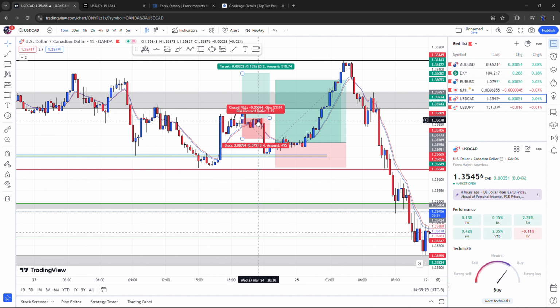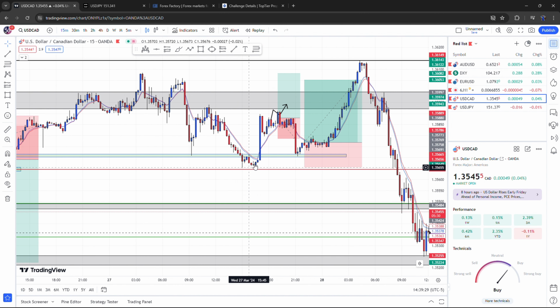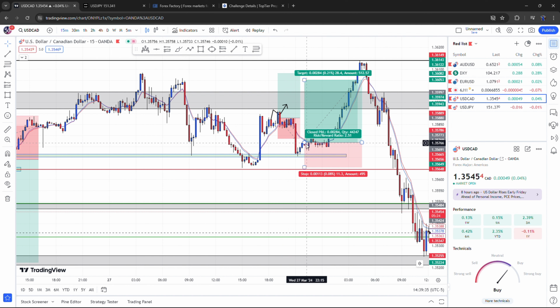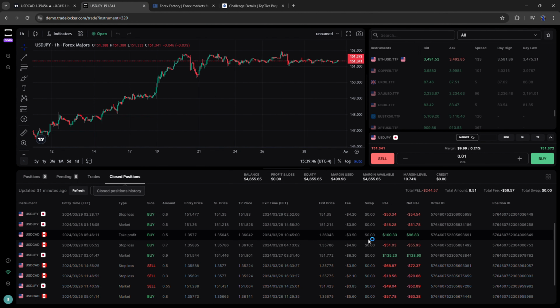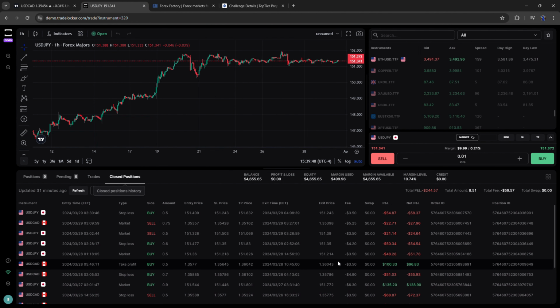I'm going to try my best in the coming weeks to avoid stuff like this happening, and maybe wait first for price to get to an area of support or resistance before I take a trade. Or if you have a clear higher low and a clear higher high, then I'll take that trade. So that was characterized by these 2 positions right here.